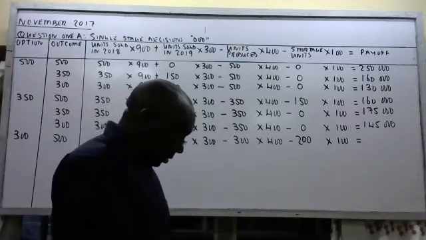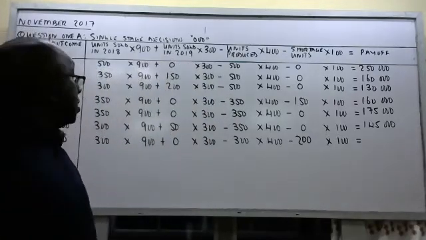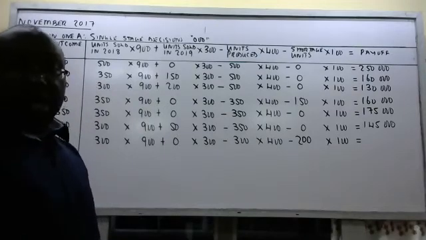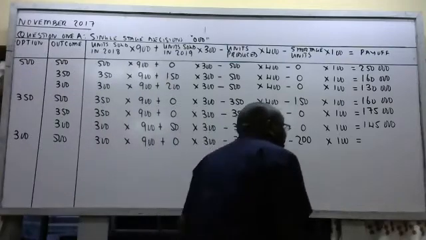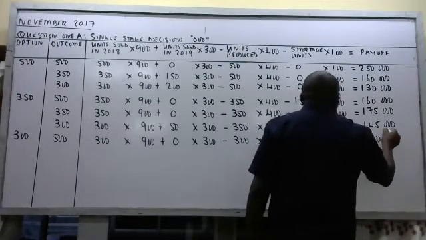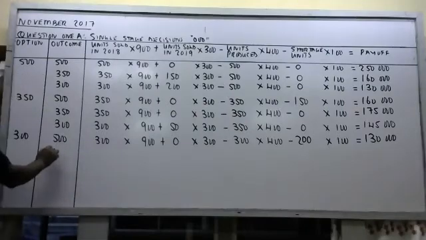Is also required as a production possibility curve. Waiting for the answer. Yes, Ifa, 130,000. Then we come and look at 350.